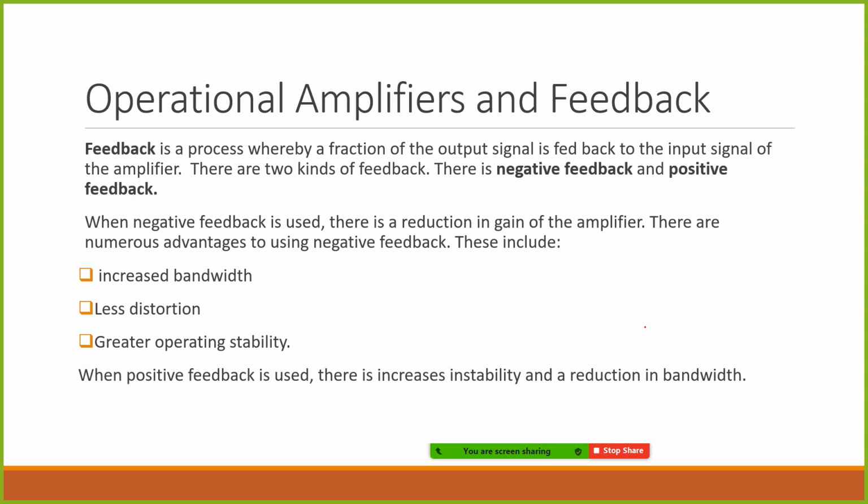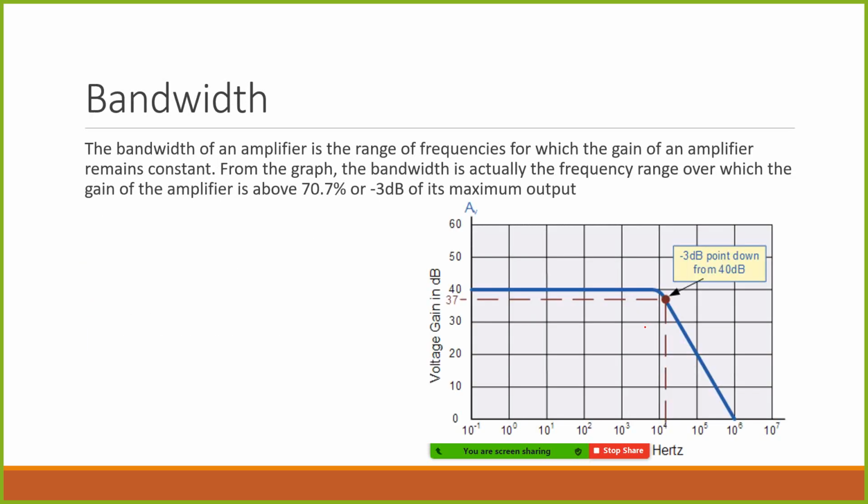Now, what we mean by positive feedback is simply when a portion of the input is sent to the output. And of course, if that occurs, what you're going to see is that the bandwidth is going to be reduced, and it's going to create some instability to the whole thing. You don't have to know much about positive feedback, but negative feedback for sure, we must know that. All right?